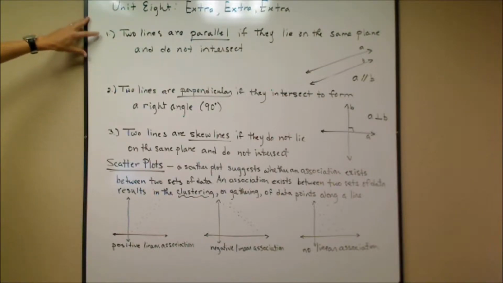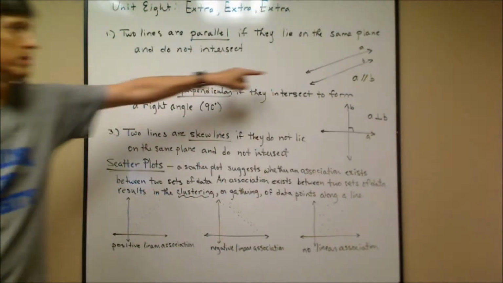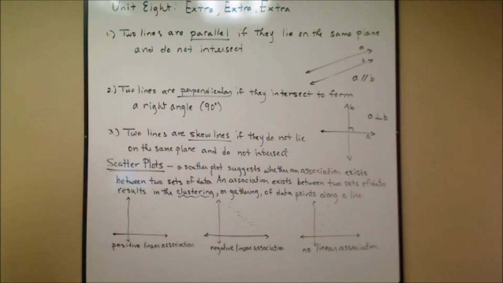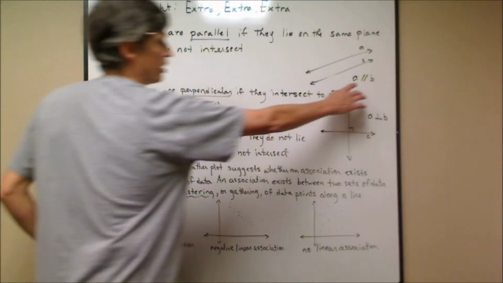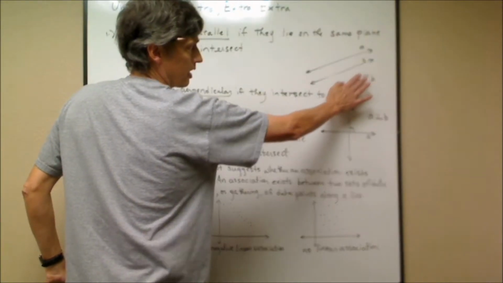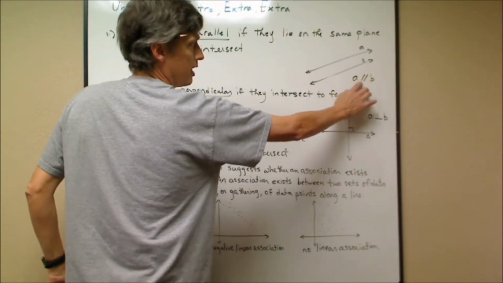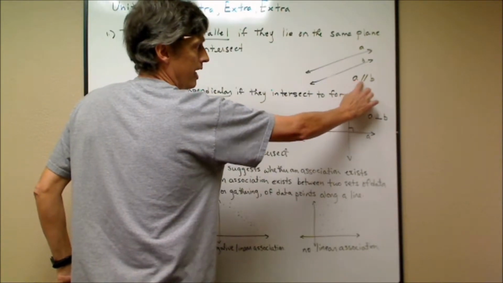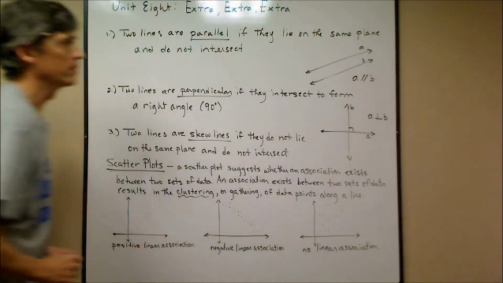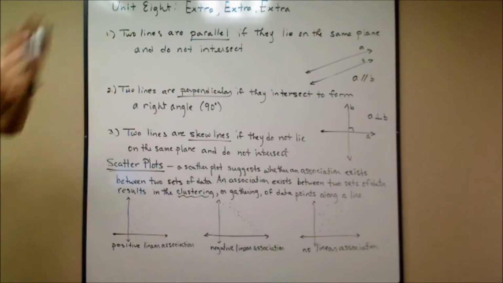Here's the geometry idea. The idea of parallel lines. Two lines are parallel if they lie on the same plane and they do not intersect, and that's supposed to be my example right there. The arrows on the ends indicate lines, and this symbol right here, two little lines that are slanted like that, means parallel to. This means line A is parallel to line B. Okay, they don't intersect, they go on and on forever, but they never touch.